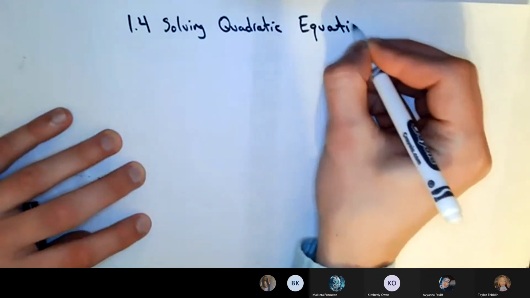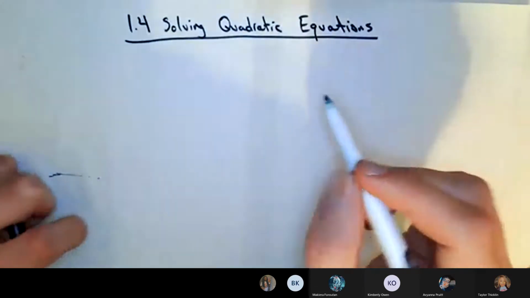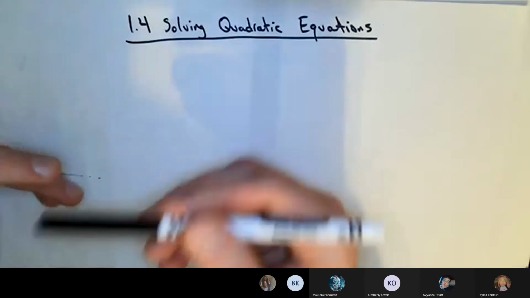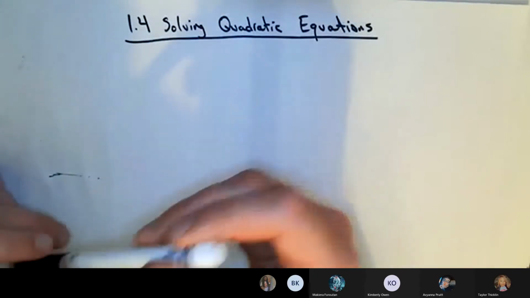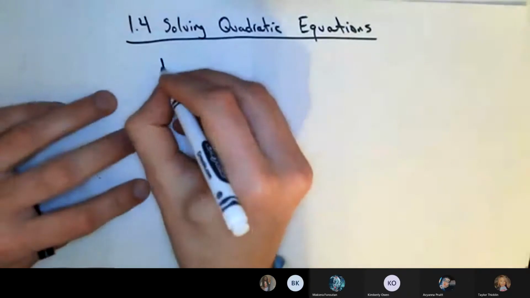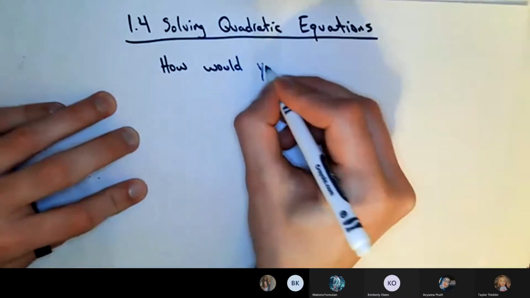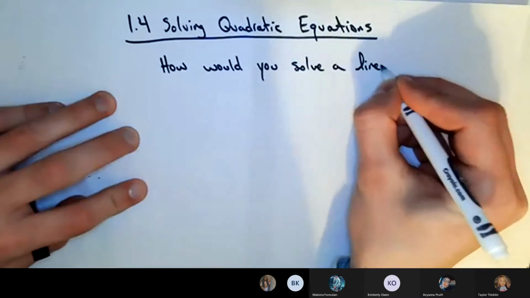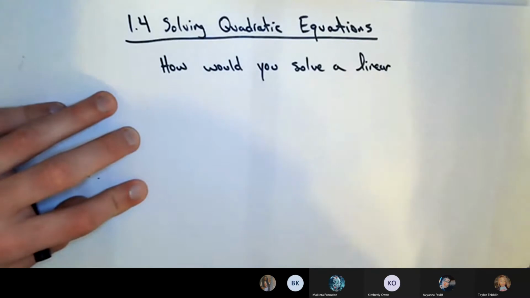So section 1.3 was about graphing linear equations, but really you could also argue that we could talk about solving linear equations. How would you solve a linear equation in general? Now remember, linear means both of the variables have an exponent of 1.